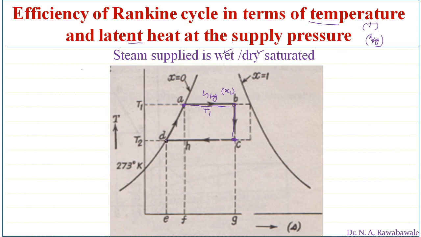That steam is expanded up to point C, and from point C this wet steam is condensed up to point D. Here, neglecting the pump work, it is assumed that the pump work is 0, so point E is removed. Heating takes place, sensible heat is added, and again it becomes saturated liquid, and then the saturated liquid absorbs latent heat of vaporization and gets converted into wet steam. So this cycle is going to repeat. The only assumption now is that the steam supplied to the turbine is wet, not dry saturated.